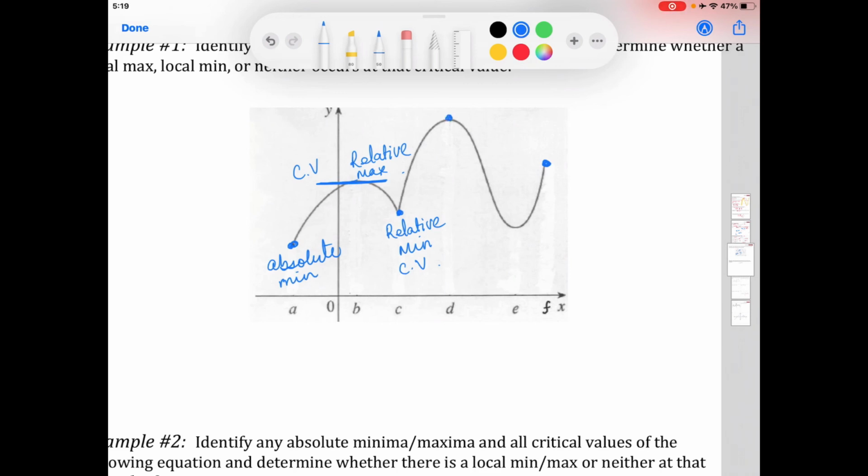And then we have another critical value, and here it is also my absolute max, right?